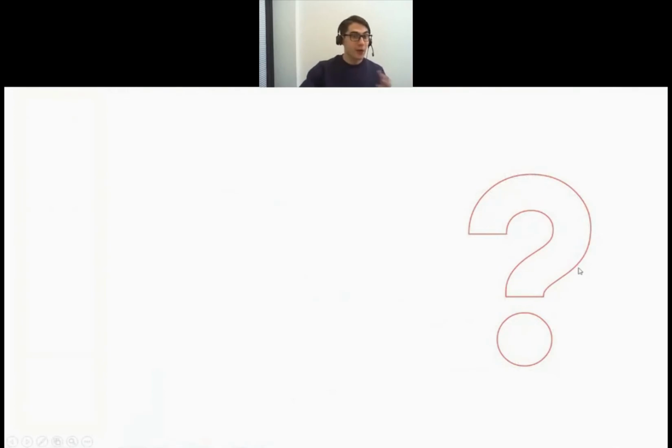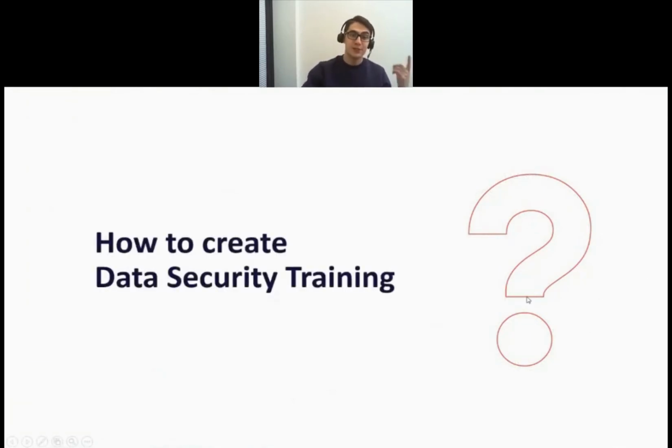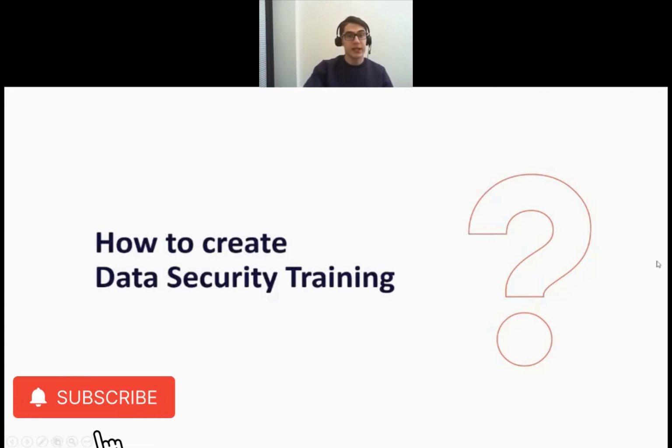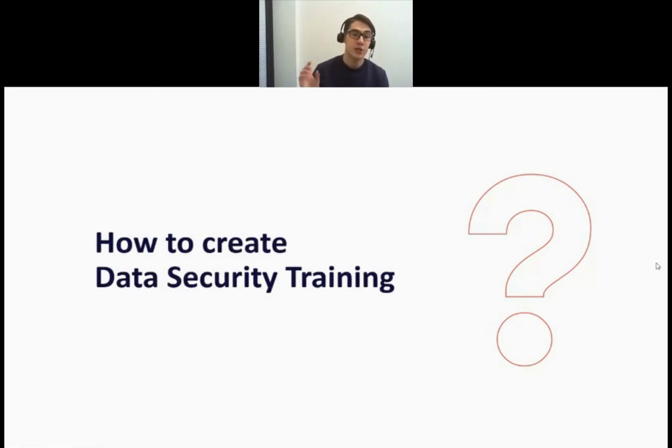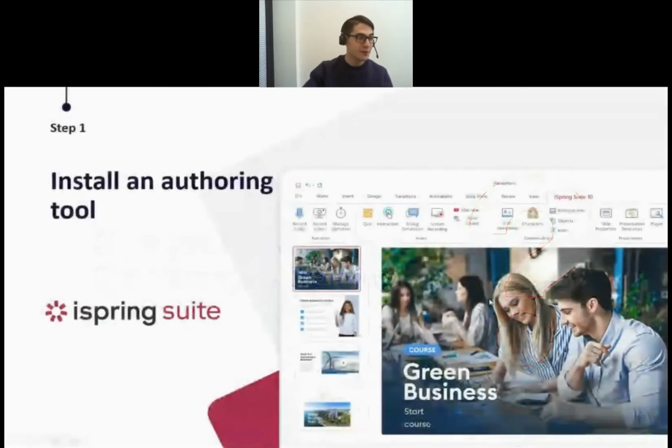Question, but how to create data security training with all these topics? One way to do it is to create an e-learning course on potential security risks and ways to protect vital data and information. Then share it with your entire staff and verify if they've retained it well. So we're going to give you 9 steps on how to create data security training using an iSpring generated course as an example. So the first step obviously will be to install an authoring tool.